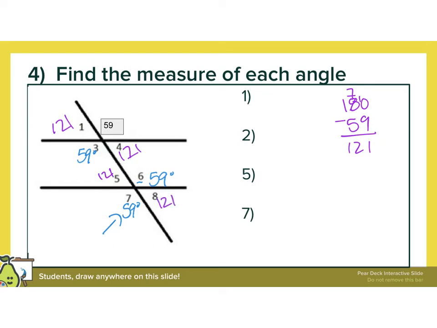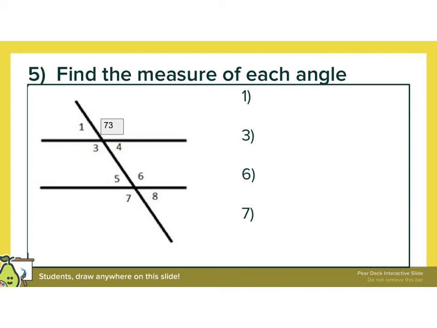So what did they ask for? Angle 1, 121 degrees. Angle 2 is not listed, so that is the given one, 59 degrees. Angle 5, 121 degrees. And angle 7, 59 degrees. Next one, I know yours says number 5 again.